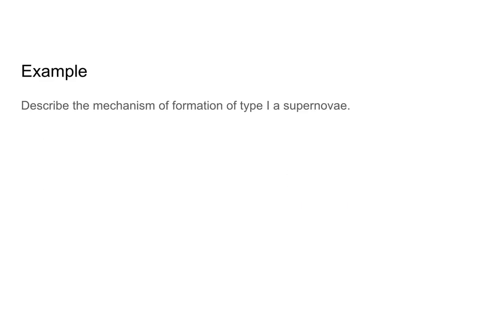So here is our IB example question. This question is worth 2 marks, so make sure that you make 2 distinct points. This is the most common question that IB asks about supernovae, and that is: describe the mechanism of formation of type 1a supernovae. So take a moment and write 2 statements describing how a type 1a supernova is formed. Pause the video, and when you are done, go ahead and unpause it so we can go through the mark scheme together.